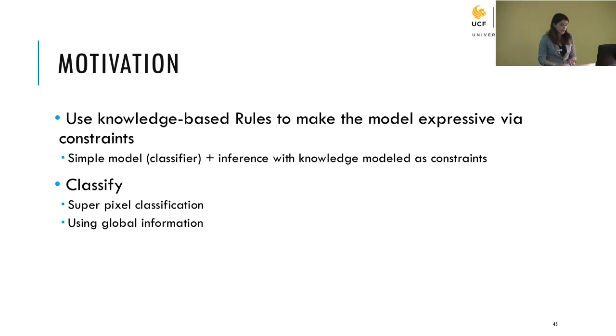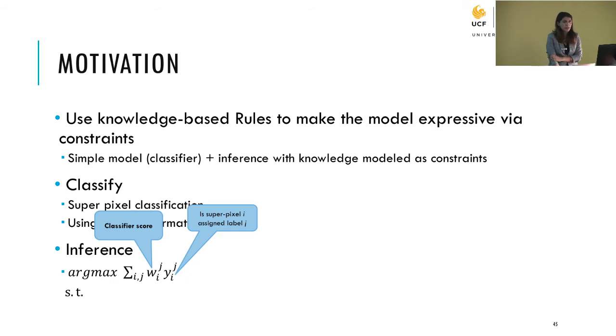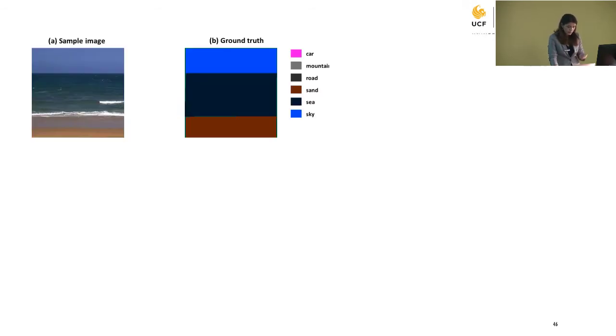Also, we use some global information. So in inference, we have this problem, where W are the scores and Y's are the binary variables, meaning whether this superpixel gets a specific label or not. The first constraint is that for each superpixel, we should have only one label. So the sum of this for one superpixel should be 1.